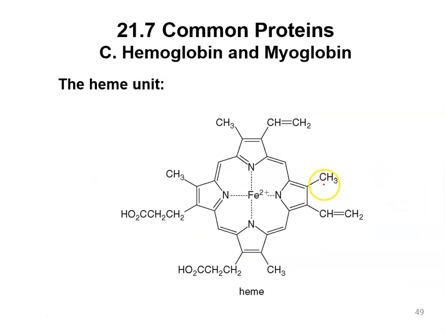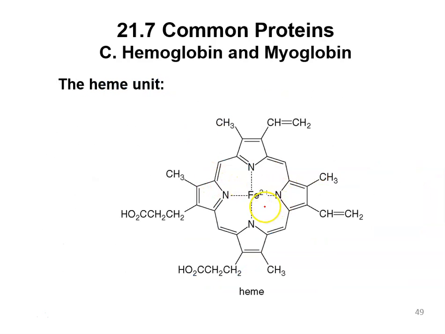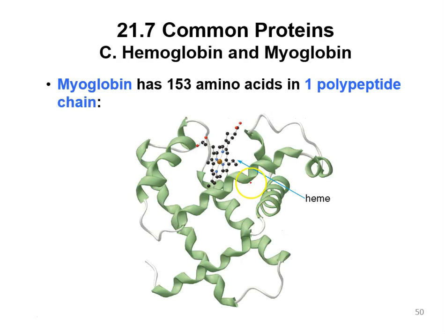Here's the heme group. This is the conjugated protein's non-protein part. The iron sits right in the middle of it. That's why it's important to have iron in your diet, because you need iron for your hemoglobin, which oxygenates your blood. Here's myoglobin: 153 amino acids, one peptide chain.